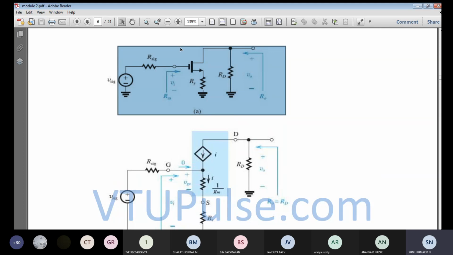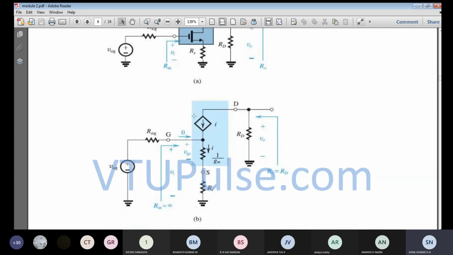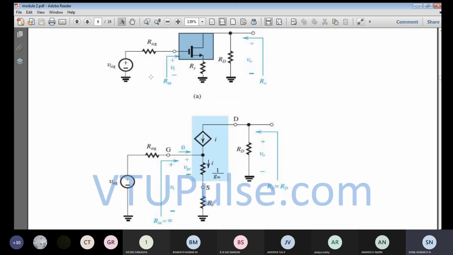In place of the MOSFET, this common source MOSFET has been replaced with its small signal equivalent model, which is called the T equivalent circuit model. I have just incorporated it over here. The only thing is that the analysis will become simpler. For that reason we have just implemented the T equivalent circuit model, and now we can see the analysis.